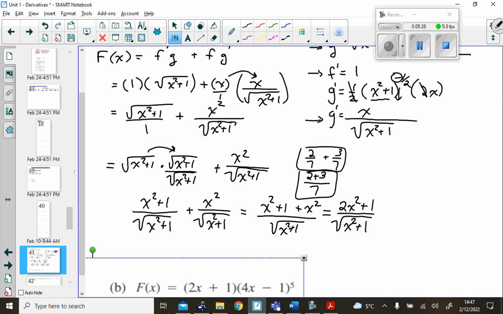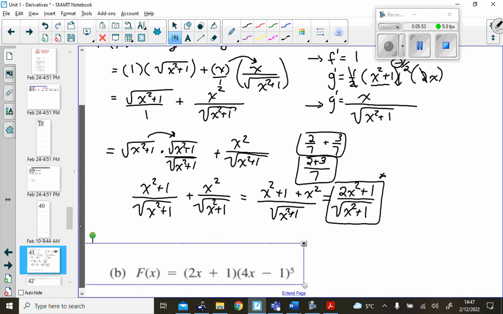How do I know if I'm done at this point? If you don't see any common factors anywhere, and I don't see any negative exponents, so I'm pretty happy leaving that answer just where it is, and getting 2x squared plus 1 over the square root of x squared plus 1. What a fun question.